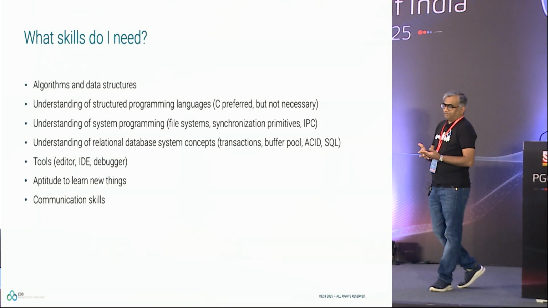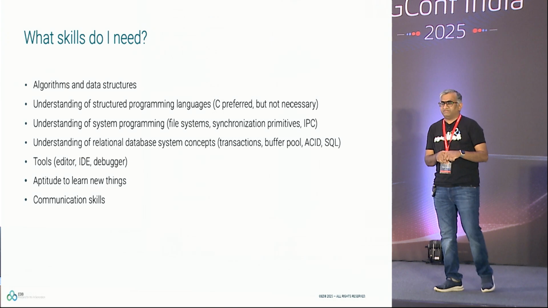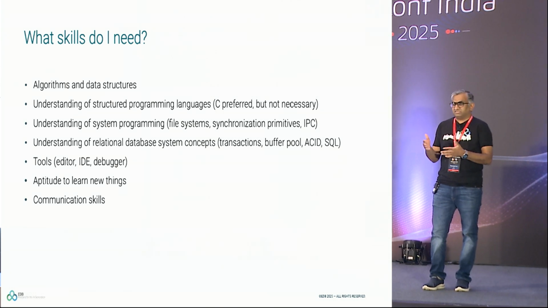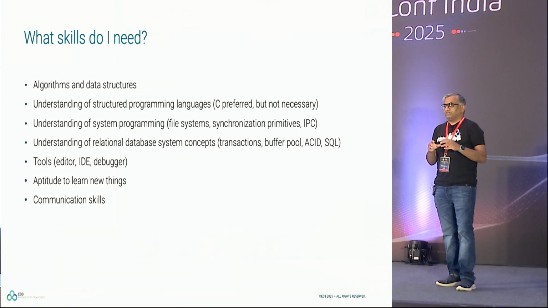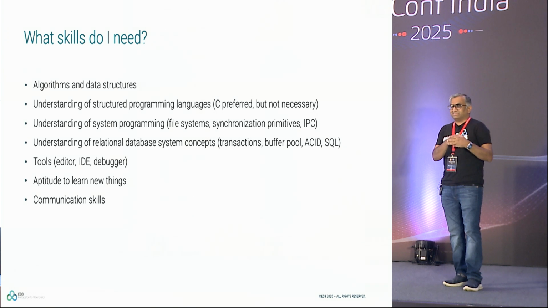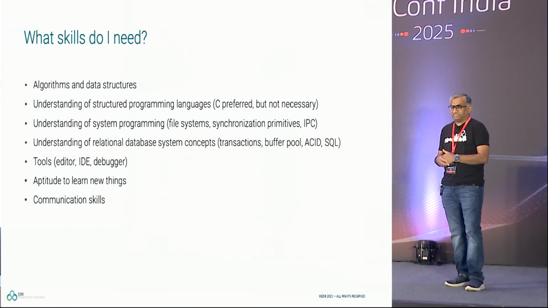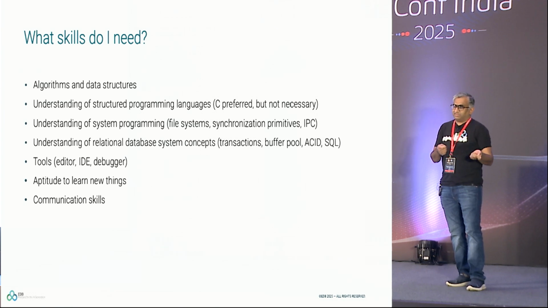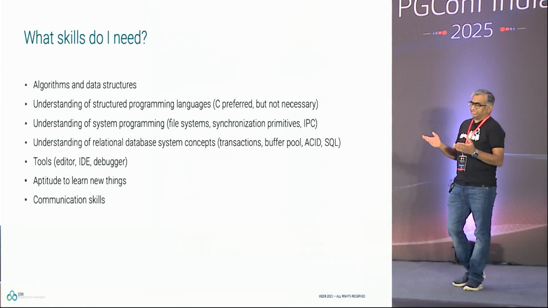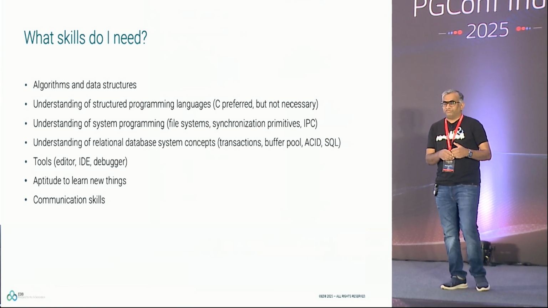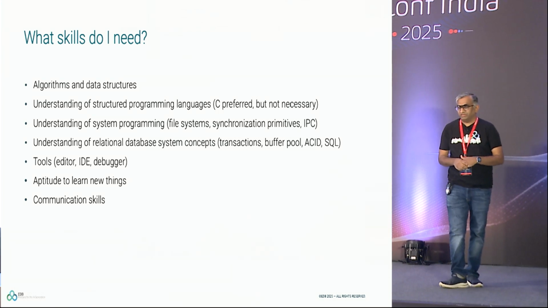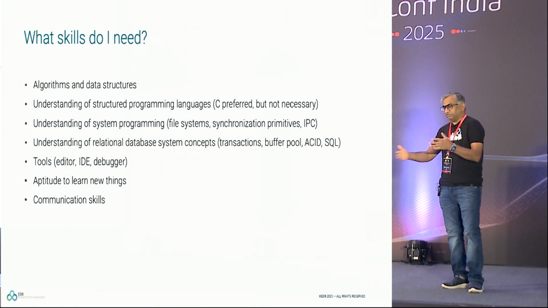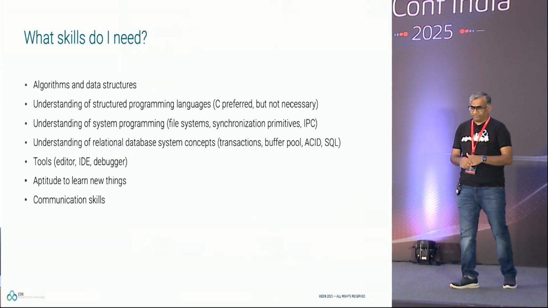What skills do I need? You'd probably need to understand algorithms and data structures. That's the core of any software that you write. If you know system programming, that's great, but I don't think that's essential. If you know C, your life would be easier, but these days there are a lot of extensions written in Rust and other programming languages, so it's not as if you can't do anything without C. There are plenty of opportunities. If you know C, obviously it's better because you can then look at a larger variety of code.